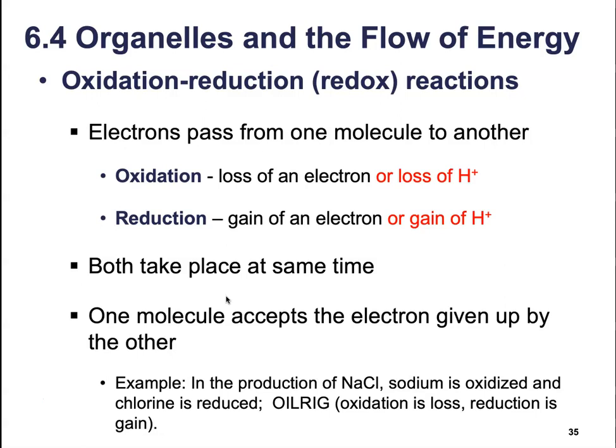All right, so what is a redox reaction? It's basically the movement of electrons, okay, from one molecule to another. I think it's sort of easier to think about the movement of hydrogens, okay, and it's easier to see that. All right, so anyway. Oxidation is the loss of an electron or the loss of a hydrogen ion, okay? Reduction is the gain of an electron or the gain of hydrogen, okay? So let's think of it as a loss of hydrogen or gain of hydrogen, okay?